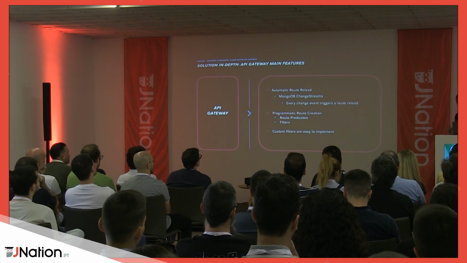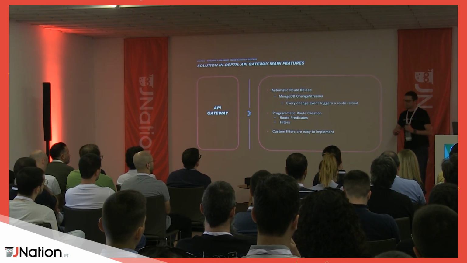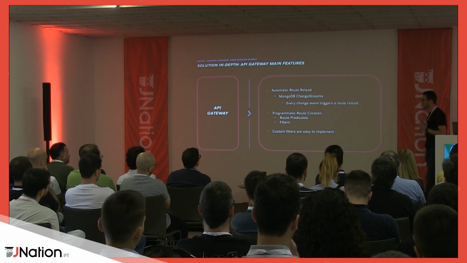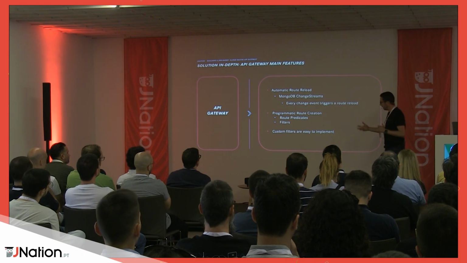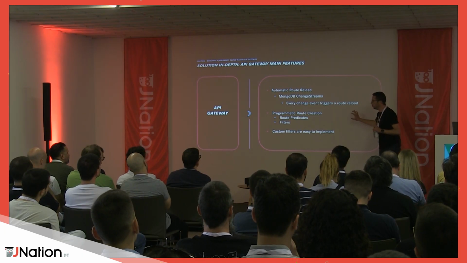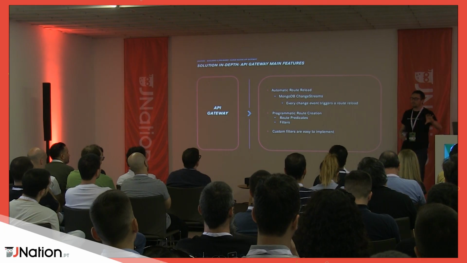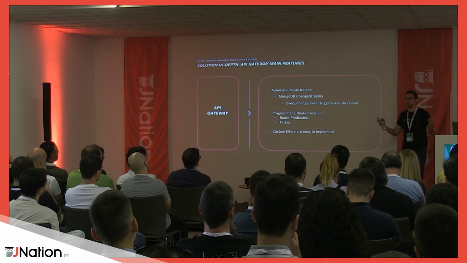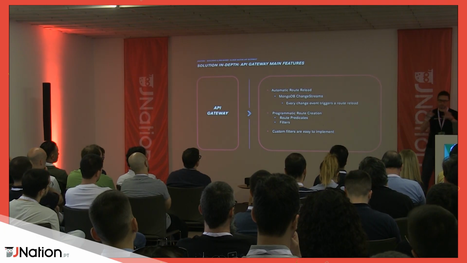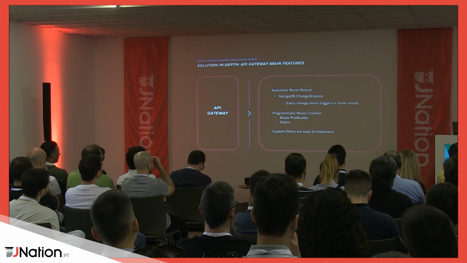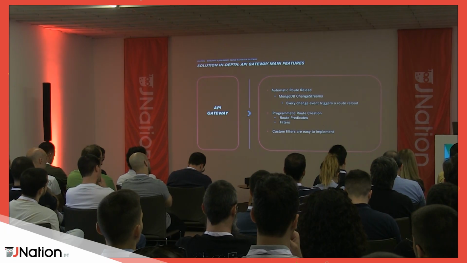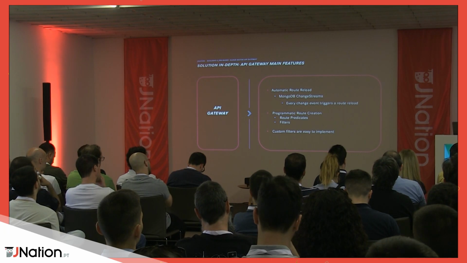So what are the main features we have from the API gateway? Automatic route reload, using MongoDB change streams, where every change event triggers the route reload. And we have programmatic and dynamic route creation, where the model that we define and store in MongoDB is mapped to the Spring Cloud Gateway route model. So it's a simple mapping between two objects. And we made use of custom filters because they are really easy to implement and extend your functionality and provide whatever concerns you want, business or not. You can implement whatever logic you want there.